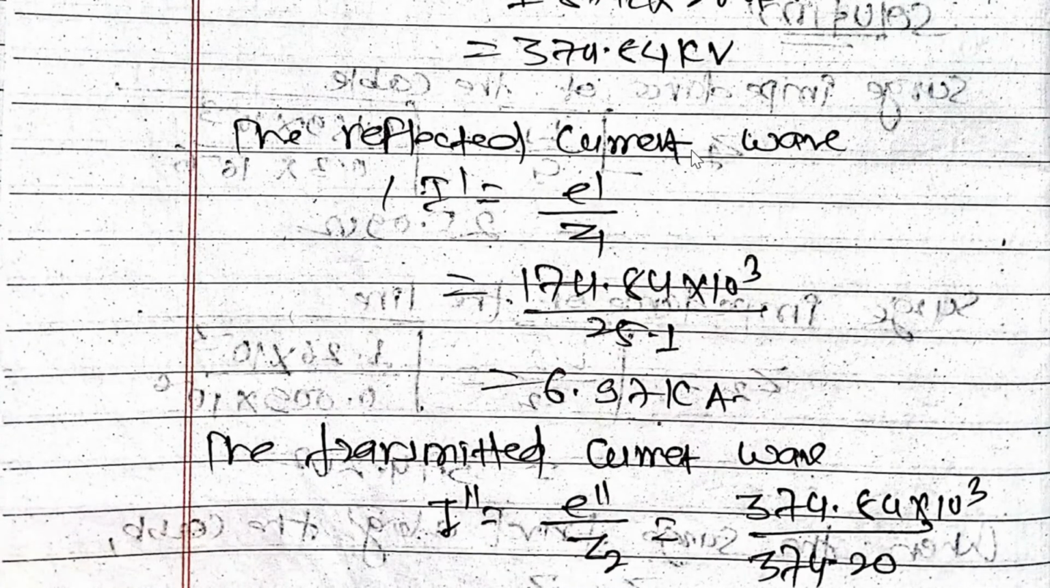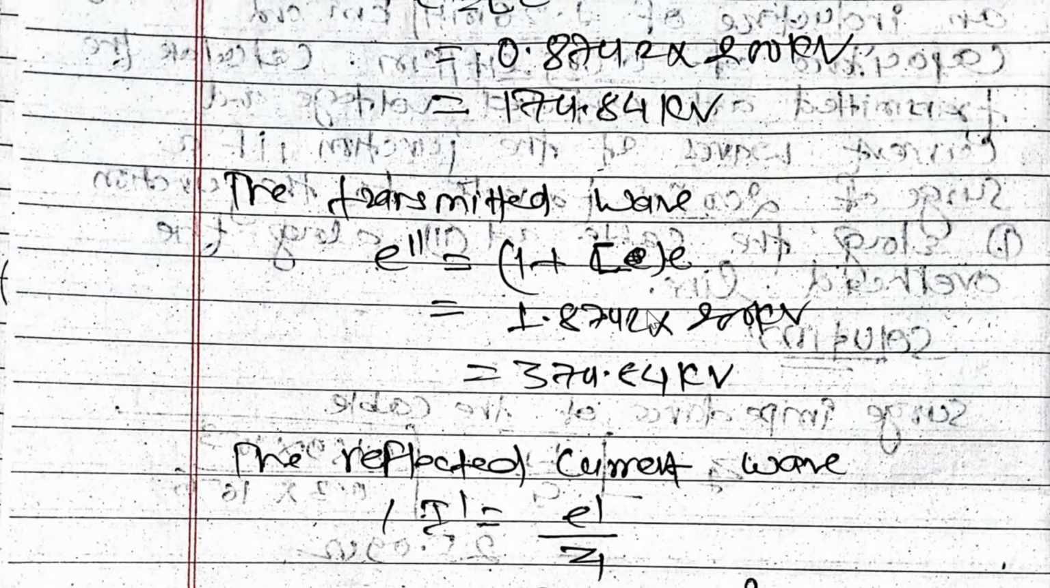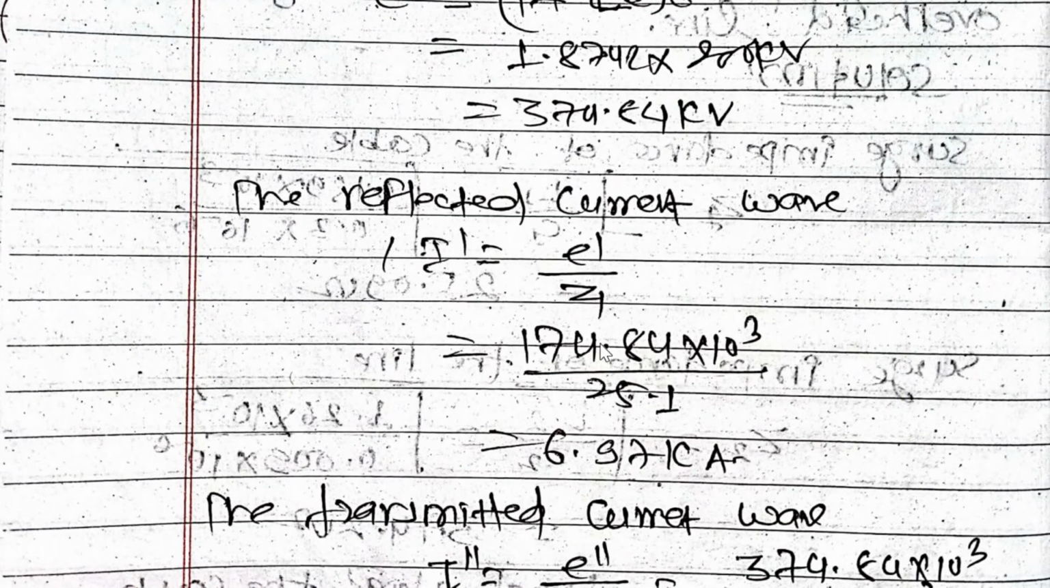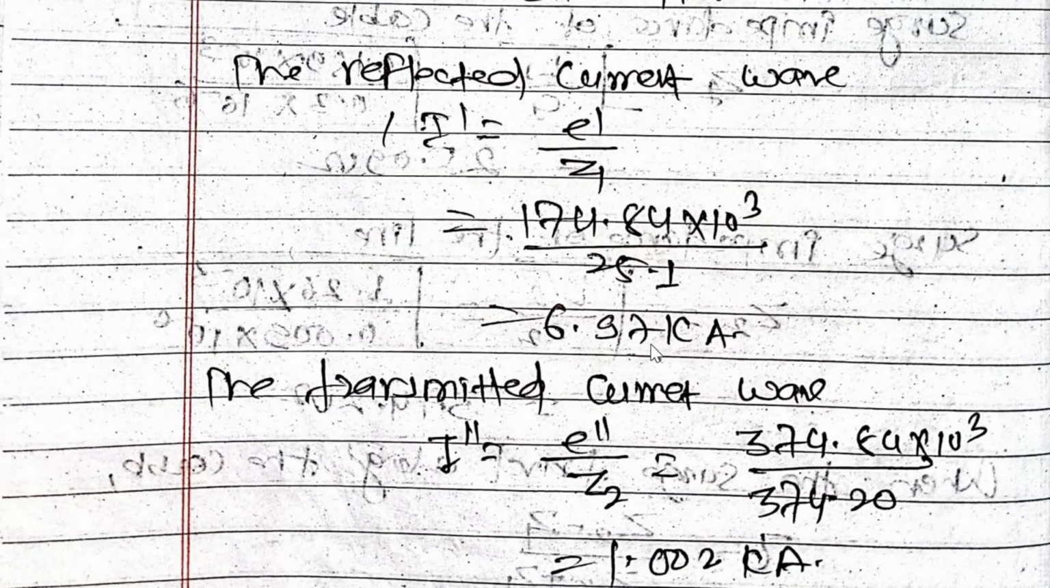The reflected current wave, that is I dash, is E dash upon Z1, and we have already found E dash, this reflected wave, upon Z1, and Z1 is already found. Put the value of E dash upon Z1, we can get 6.97 kiloampere. And the transmitted current wave is E double dash upon Z2. Put the values of E double dash and Z2, we can get the transmitted current wave.